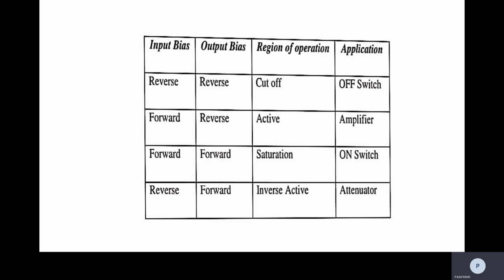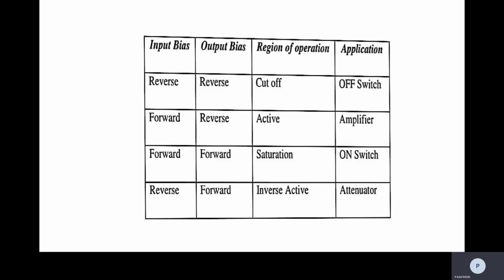In the other condition, reverse and reverse, we say that is the cutoff region. The cutoff region application is the switch off condition. So these are the four regions: active region, inverse active, cutoff, and saturation. Active means forward bias and reverse bias. Inverse active means reverse bias and forward bias. Saturation means forward bias and forward bias. Cutoff region means reverse bias and reverse bias.